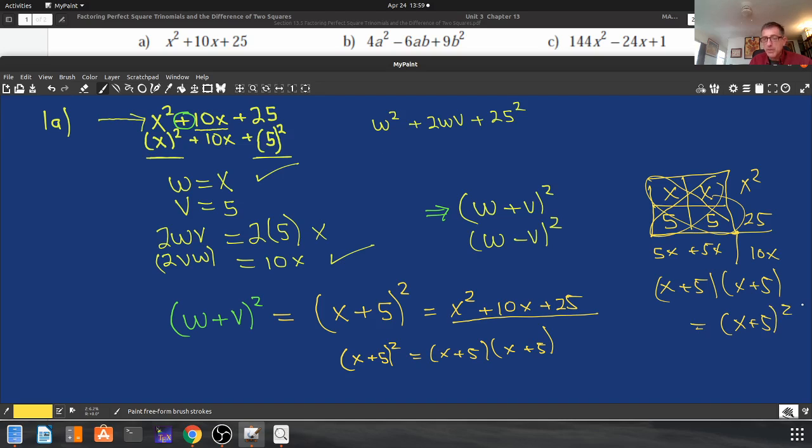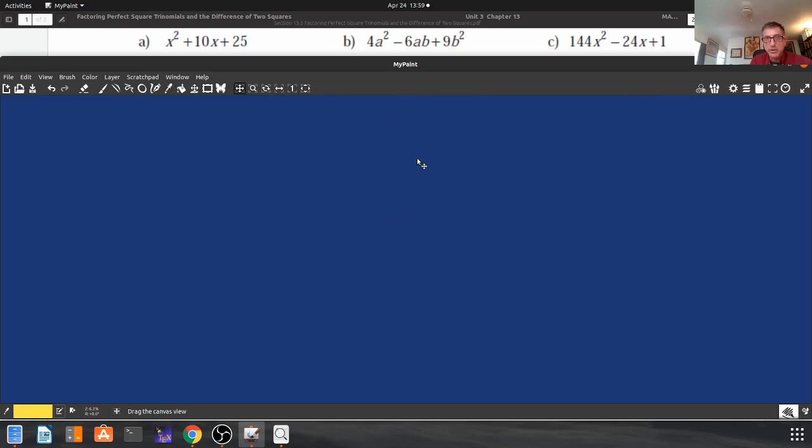That method's always available to you, but it's so much easier and nicer in certain circumstances just to be able to look at that and say, oh, that's a perfect square trinomial, and the first term is x, and the second term is 5, and it's going to be x plus 5 squared. So we're just going to do a few of these. Actually, we're going to do as many as we were given to do in the worksheets.